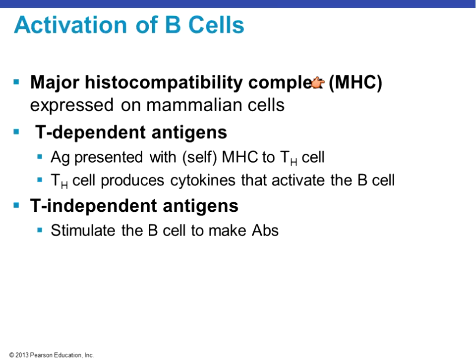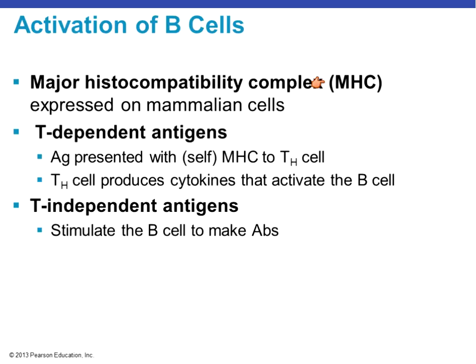So to activate these B cells, we have different kinds of markers that are found in your own cells. They're called major histocompatibility complex markers. They're expressed in all mammalian cells, and you have 2 classes of them, class 1 and class 2. T-dependent antigens are antigens presented with self-MHC markers, and really that's what this major histocompatibility complex marker is.